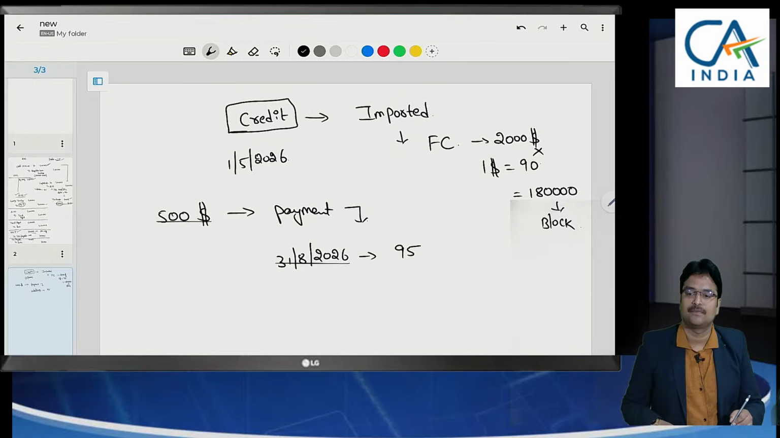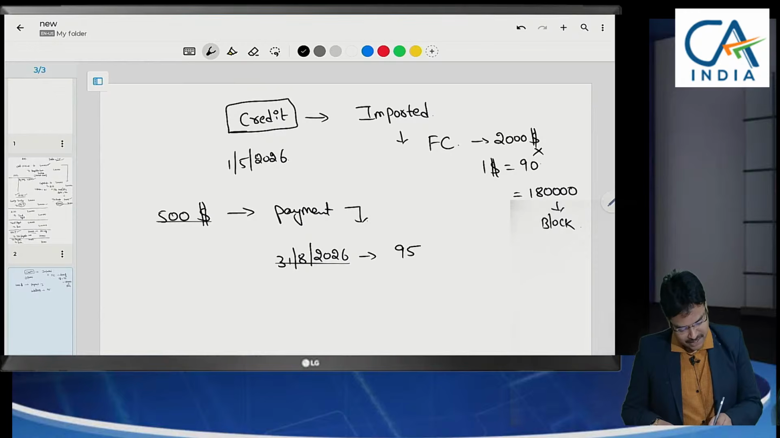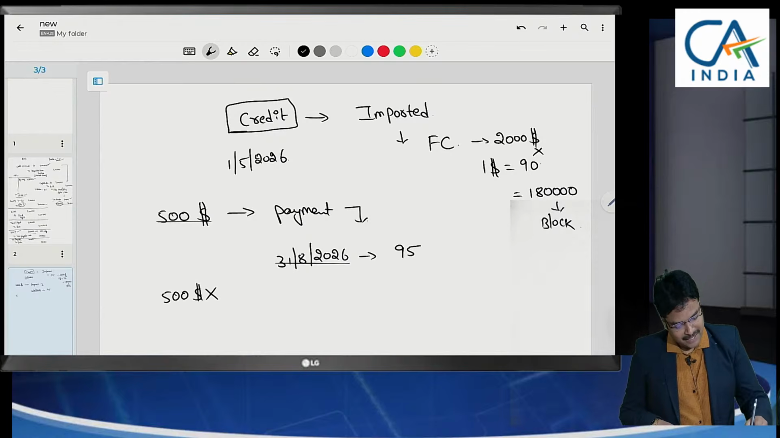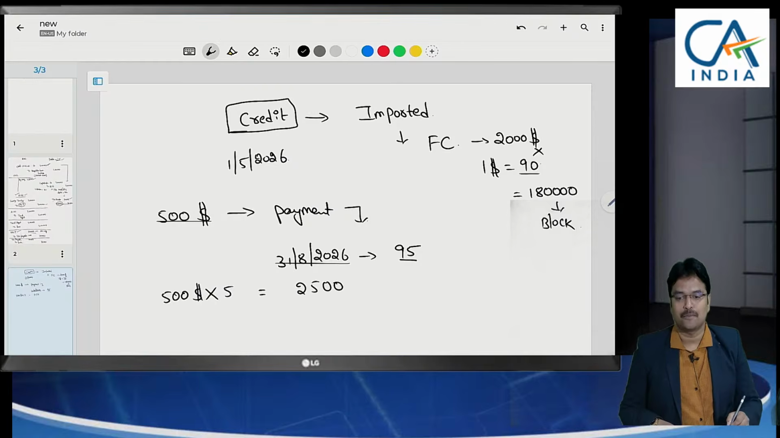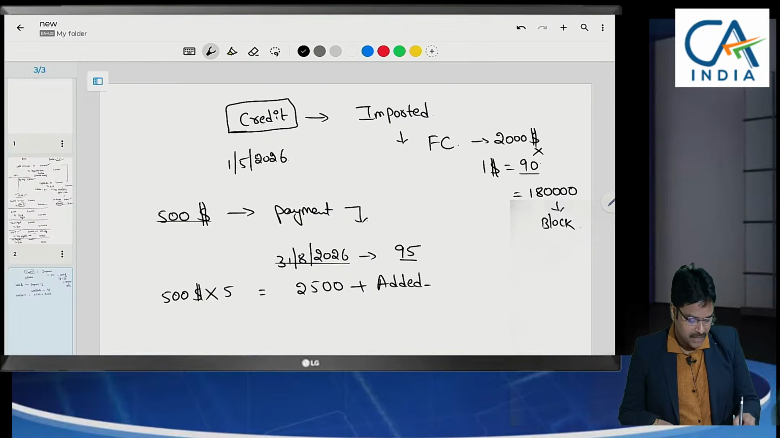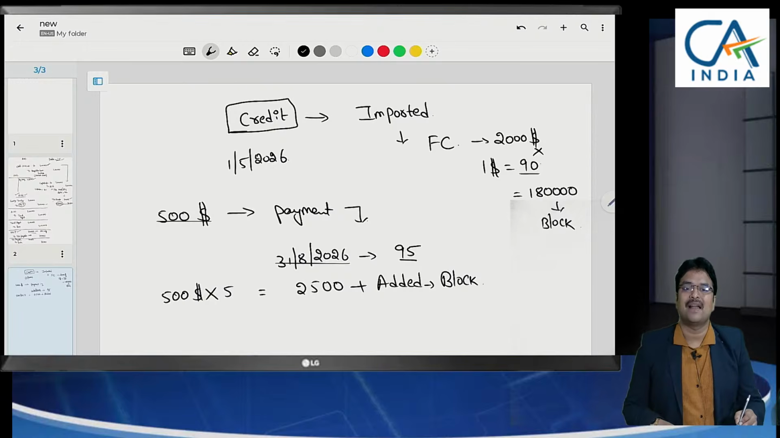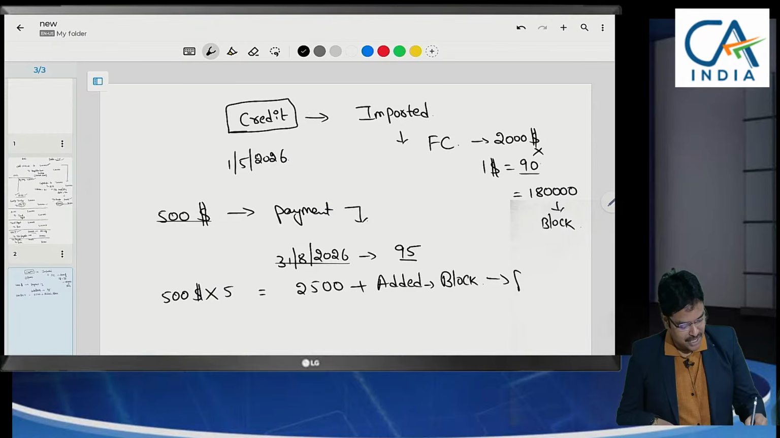Now what happens in this case is $500 into, at the time of purchase it was 90, at the time of payment it is 95, so the difference is 5. So 2,500 rupees has to be added to the block. It is a loss, but this loss cannot be claimed as expenditure. This loss is incurred towards purchase of the capital asset.